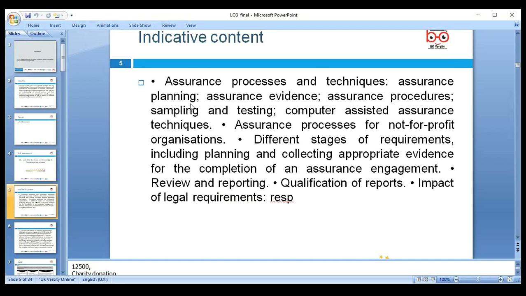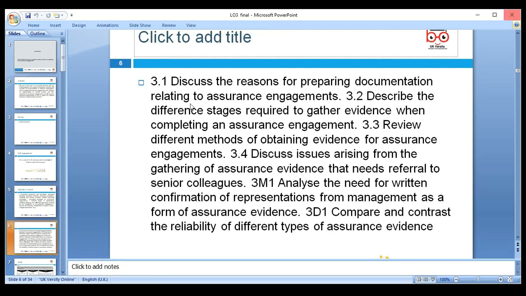Today's lesson indicative contents: assurance process and technique, assurance planning, assurance evidence, assurance procedures, sampling, testing, computer-assisted assurance techniques, the assurance process for not-for-profit organizations, different stages, requirements, planning, collecting appropriate evidence for completion of an assurance engagement, review reports, qualification reports, and the impact of legal responsibility. All this we will go through in today's lesson.